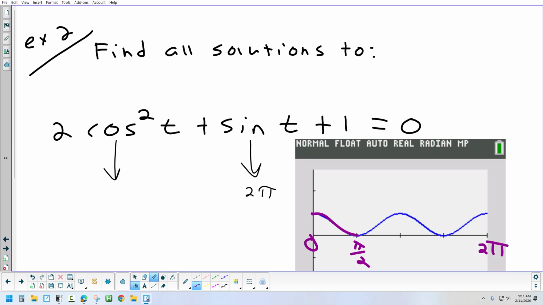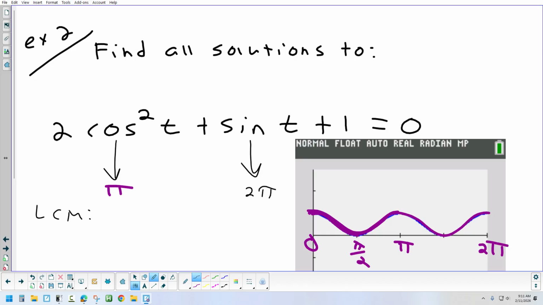There's 2 cycles in that picture. There's 1. There's 2. So there's 2 full cycles in that picture. And our window is 0 to 2 pi. So that means this is pi, and that is the end of one cycle. Okay, so the period of cosine squared is pi.